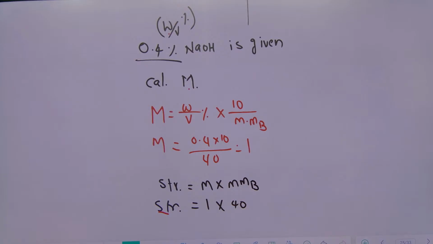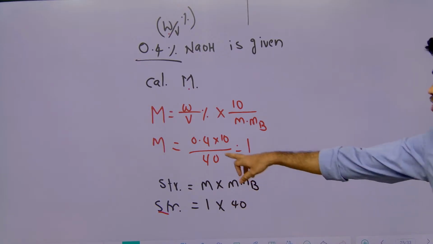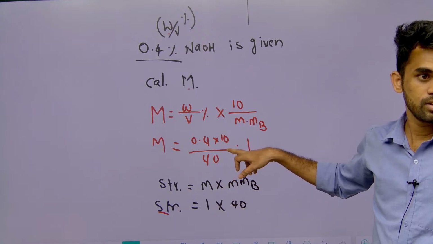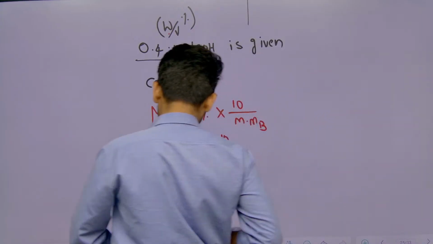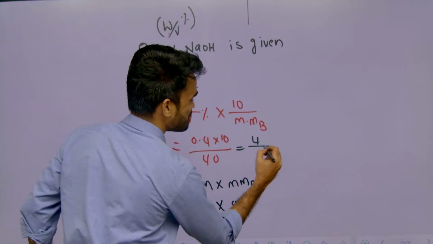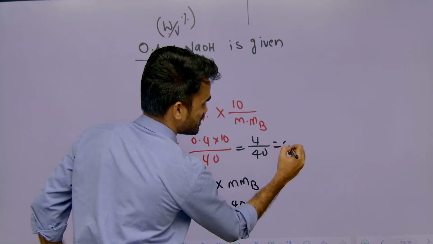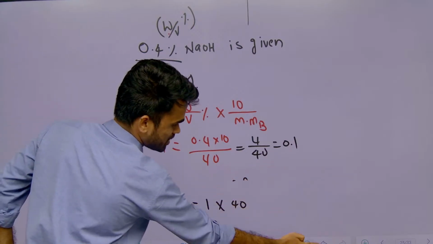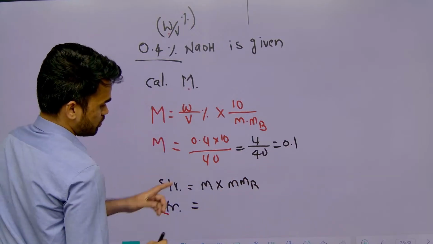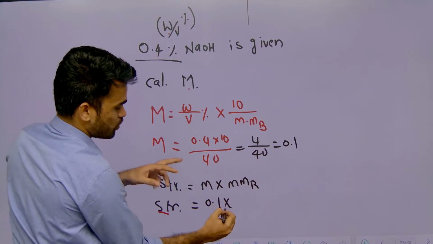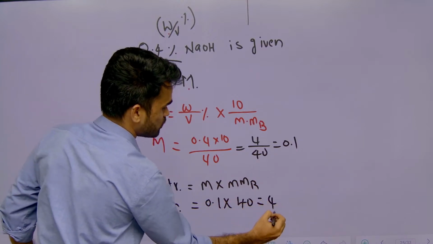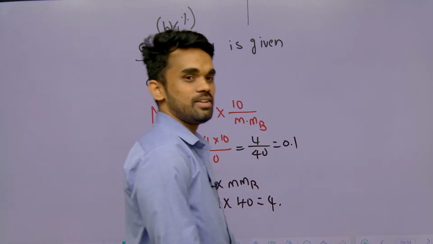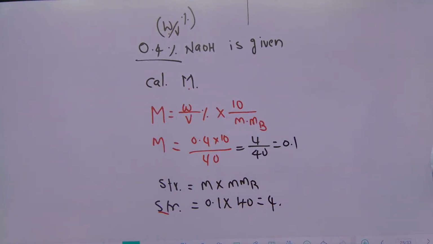40 by 0.4 into 10, 40. Oh, sorry. Okay. Sorry. 4 by 40. So this is 0.1. Sorry. So the next, molarity is how much? 0.1. Molar mass is 40. Then this is 4. Done?